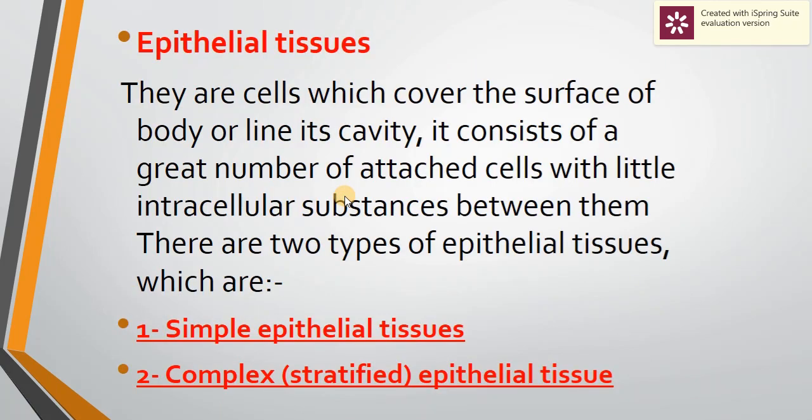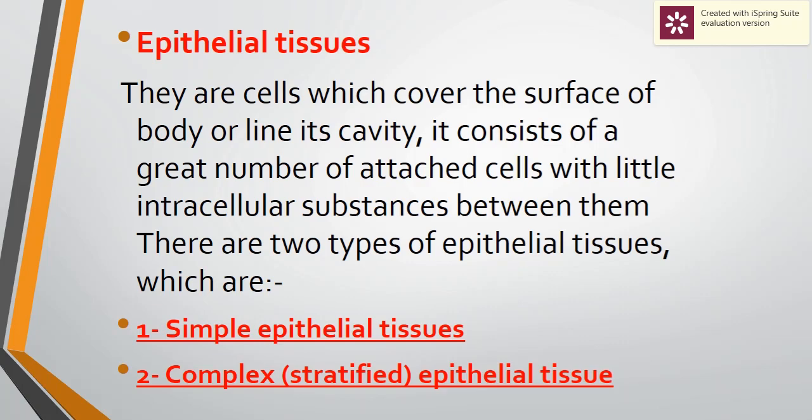First, we are going to see the epithelial tissue. They are found over the outer surface of the body or line the internal cavities of the body. So they are found on the lining of any cavity or on the surface of the body, and they are composed of a great number of cells adjacent to each other and connected by what is called interstitial or intercellular substance.